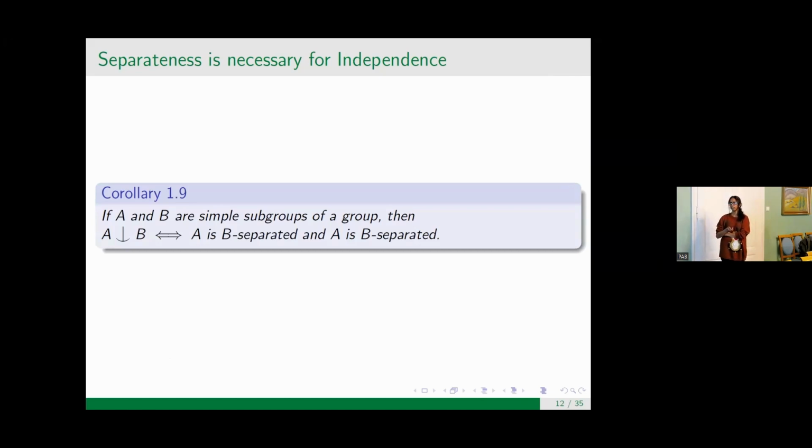A corollary is that if A and B are simple subgroups of a group, then being independent is characterized by A being B separated and B being A separated. This is because simple groups don't have more morphisms than trivial ones.